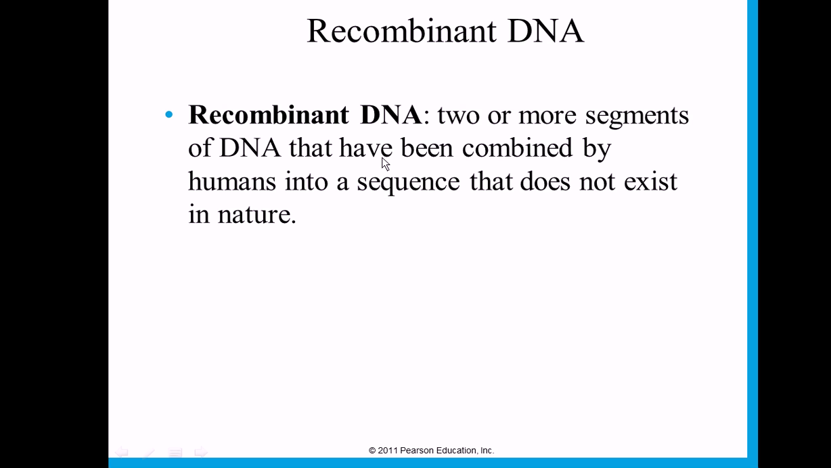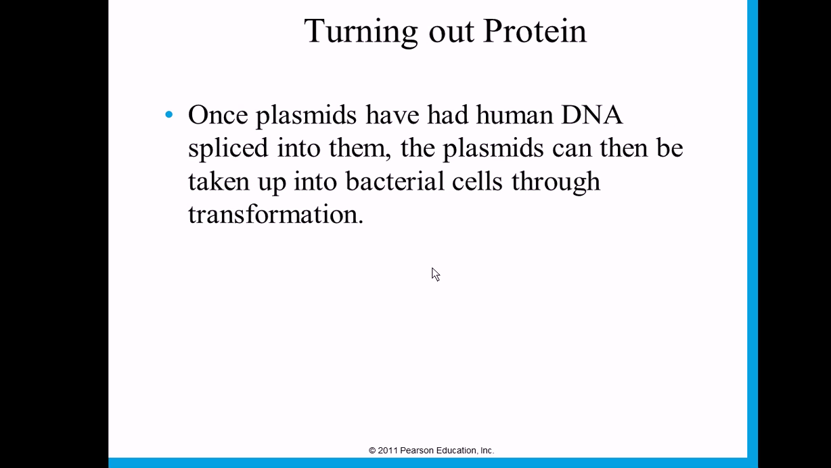So what is recombinant DNA? Two or more segments of DNA that have been combined by humans into a sequence that does not exist in nature. That's what a scientist is creating. Once plasmids have had human DNA spliced into them, the plasmid can then be taken up by bacterial cells through transformation. So once your recombinant plasmid is ready, now the goal is to make it enter a bacterial cell.